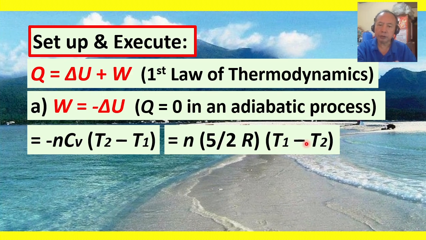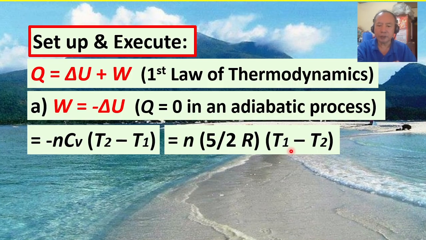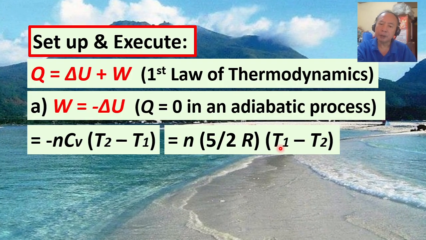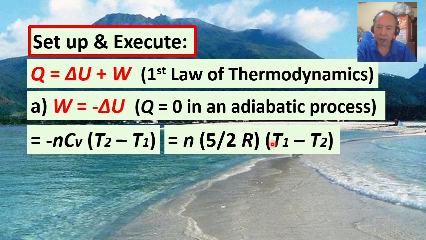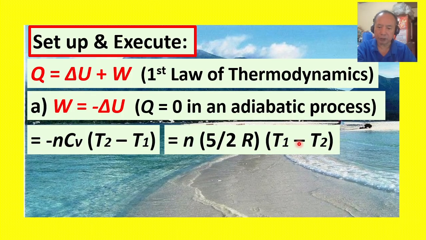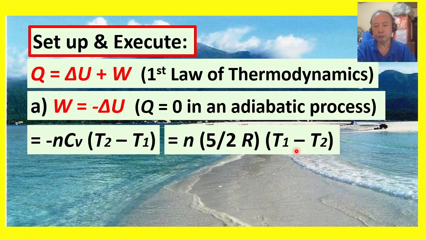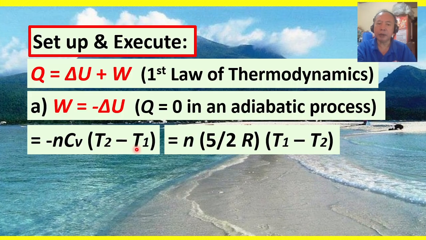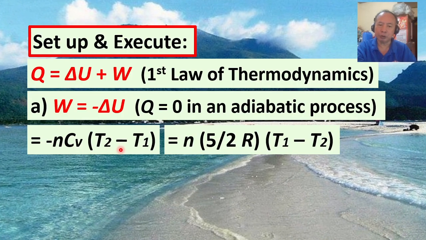So the result of multiplying this by negative 1 changes what we call delta T. It now becomes capital T sub 1 minus capital T sub 2, from the original meaning of delta T, or change in temperature, T2 minus T1.